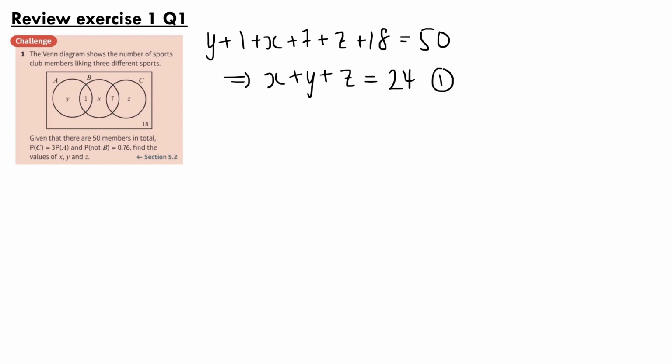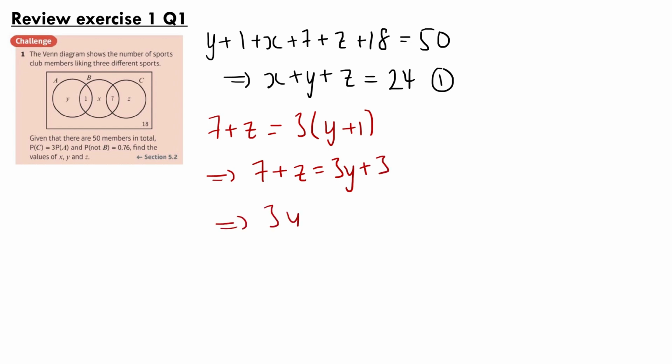The next bit of information they give is that the probability of C is equal to 3 times the probability of A. So we have that 7 plus Z, that's the probability of C, is equal to 3 lots of the probability of A, so that's Y plus 1. And so we get 7 plus Z is equal to 3Y plus 3, and therefore 3Y minus Z is equal to 4, and that is our equation 2.